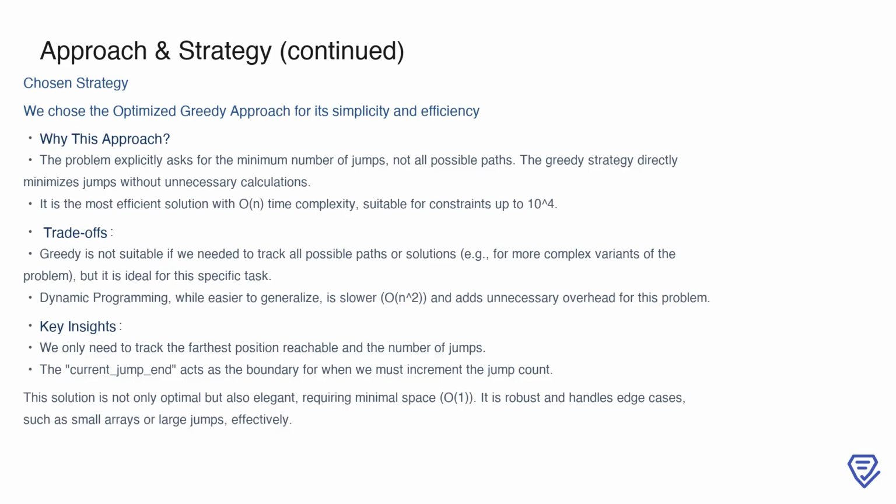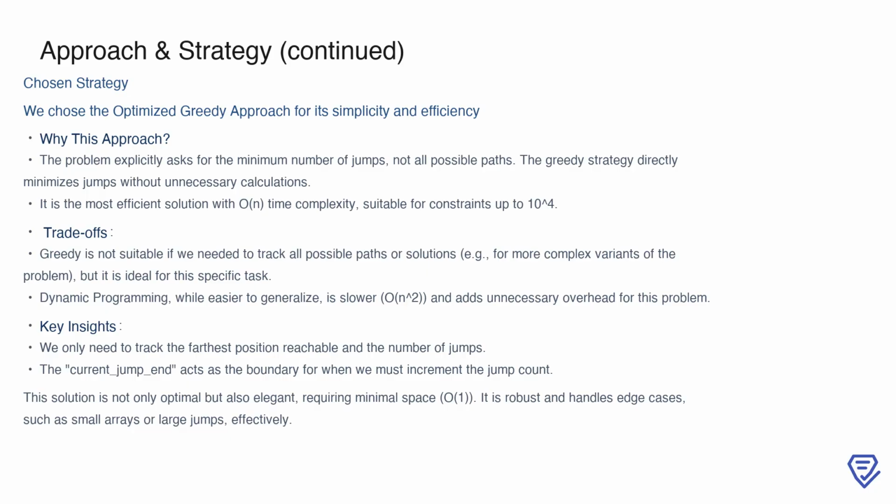The greedy method offers key insights. We only need to track the farthest reachable position and the number of jumps. The current_jump_end variable helps us determine when to increment the jump count, acting as a boundary for each jump. This approach is not only optimal in time complexity but also elegant in its minimal space usage, requiring O(1) extra space. It effectively handles edge cases like small arrays or scenarios with large jumps, making it robust and reliable for this problem.